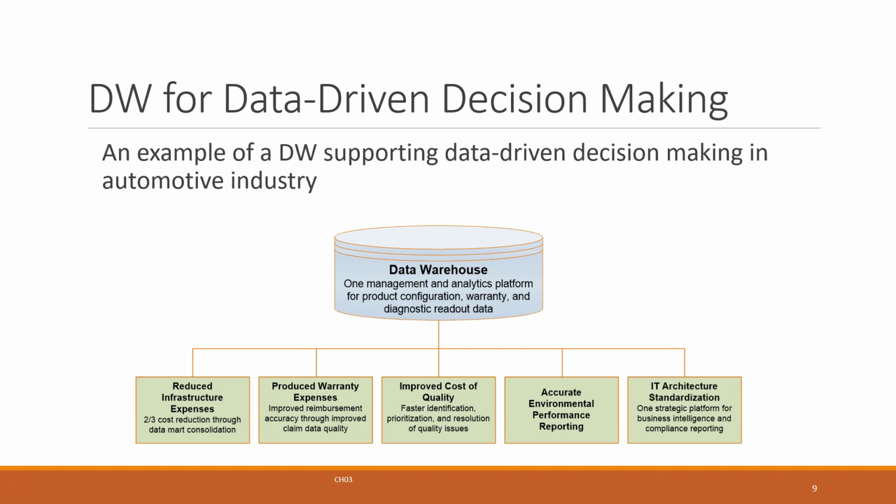So as we start to take a look at data warehouses and how they impact organizations, we can start to see that those data warehouses end up becoming a single version of the truth that members within the organization can use to drive decision-making type products. Let's take, for example, this idea of improve cost of quality.